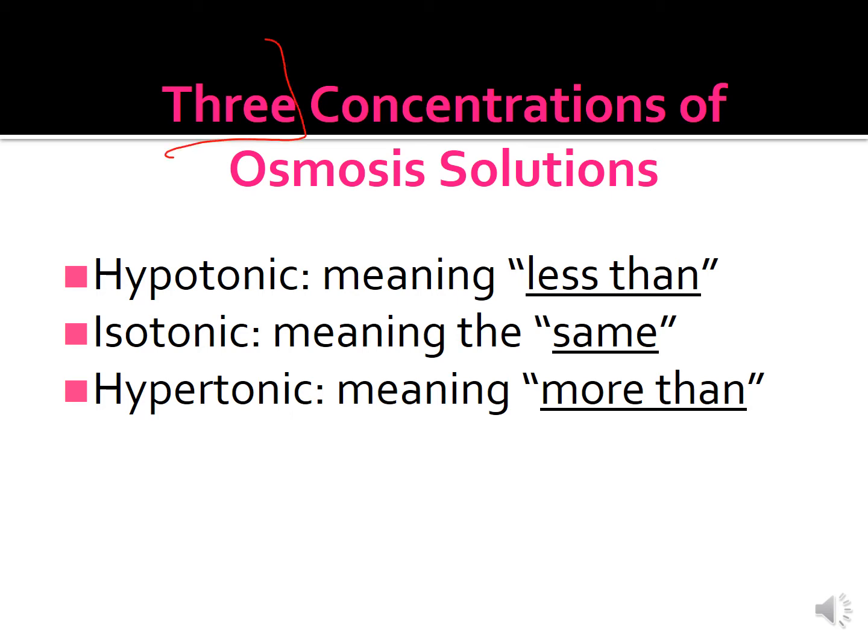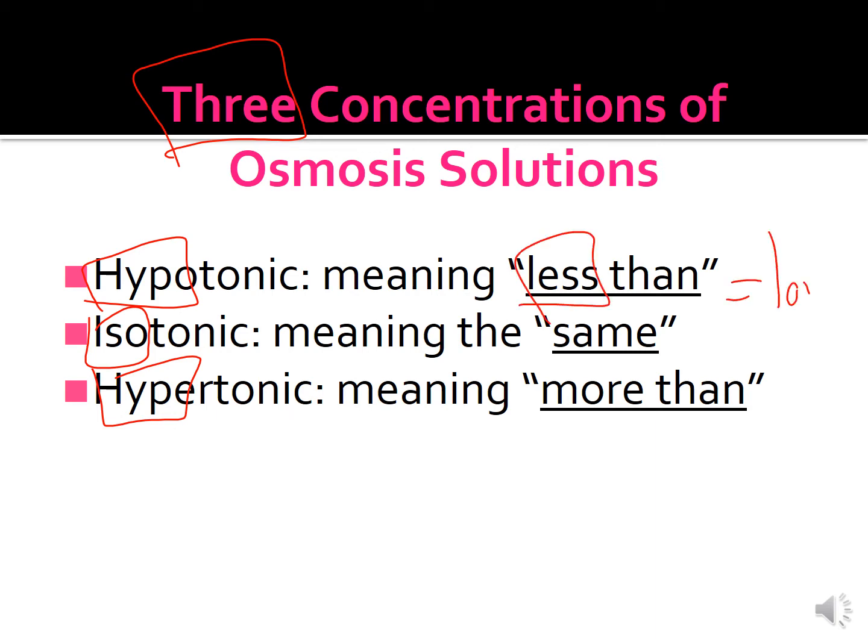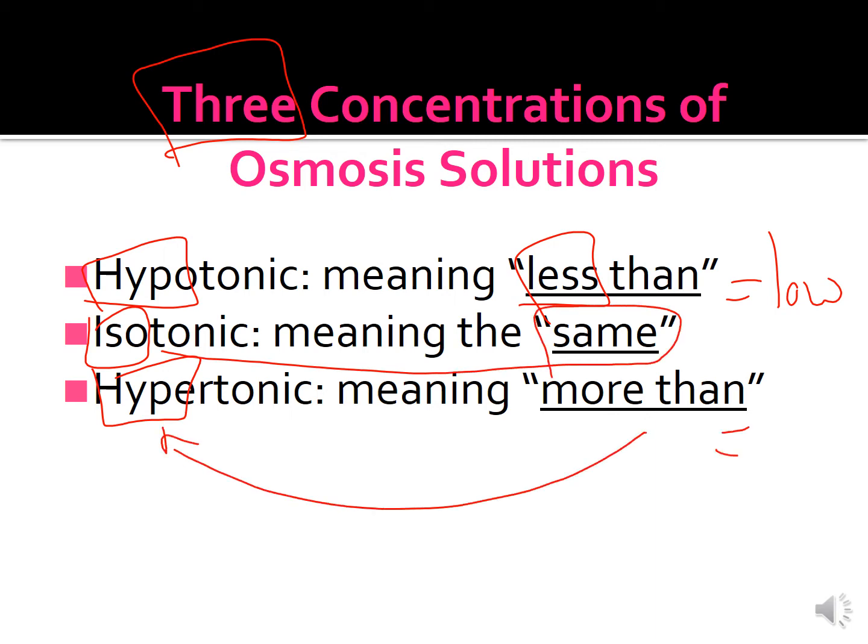There are three types of concentrations of osmosis solutions: hypo, iso, and hyper. Hypo means less than, which also means low. Iso means same. Hyper means more than, or we can say high.